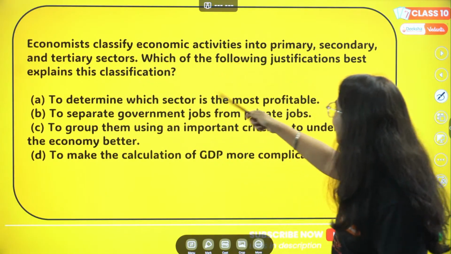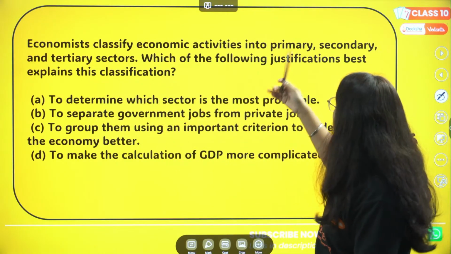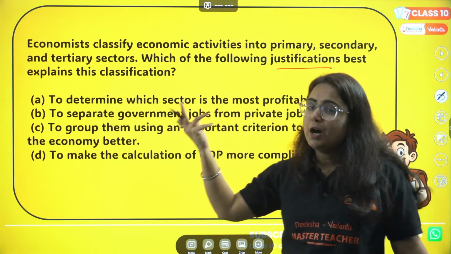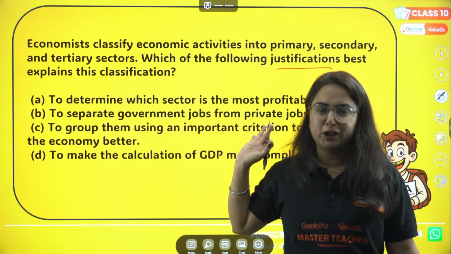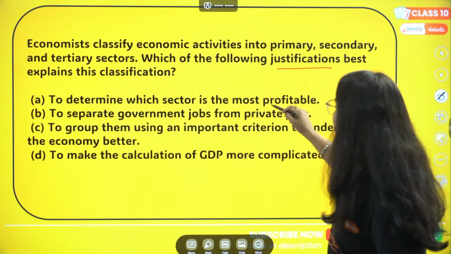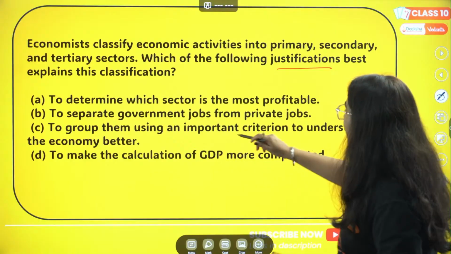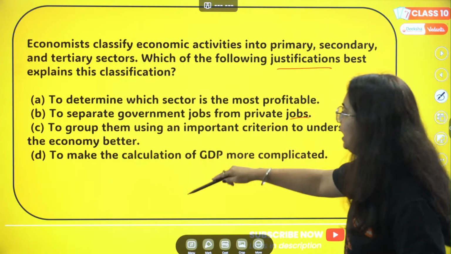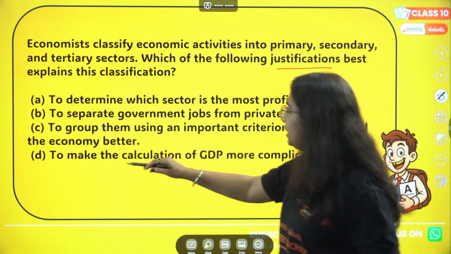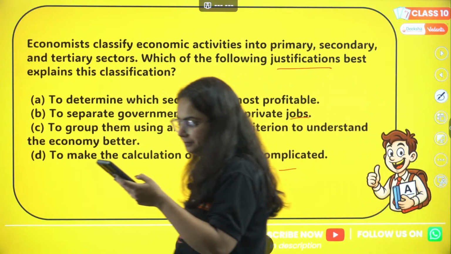Economists classify economic activities into primary, secondary and tertiary sectors. Which of the following justifications best explains this classification? So now, we know that there are 3 classifications in economic activity. Read the statements over here. A, to determine which sector is most profitable. B, to separate government jobs from private jobs. C, to group them using an important criteria to understand the economy better. D, to make the calculation of GDP more complicated. Very easy.